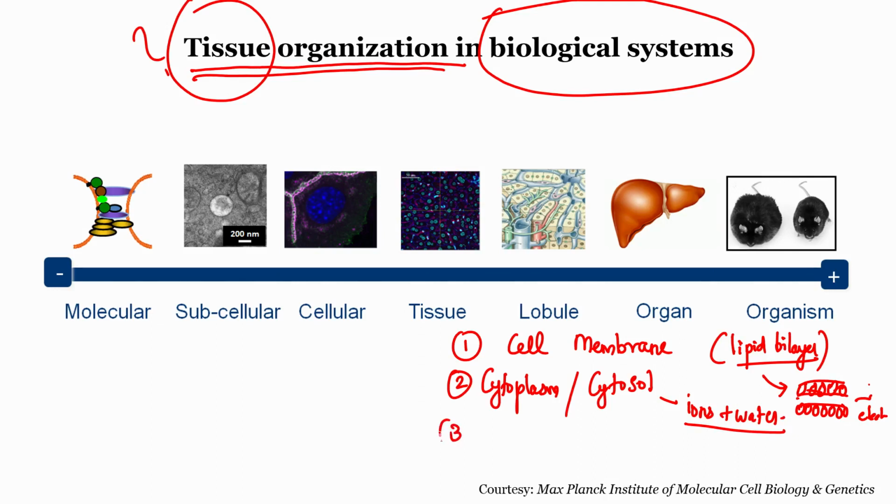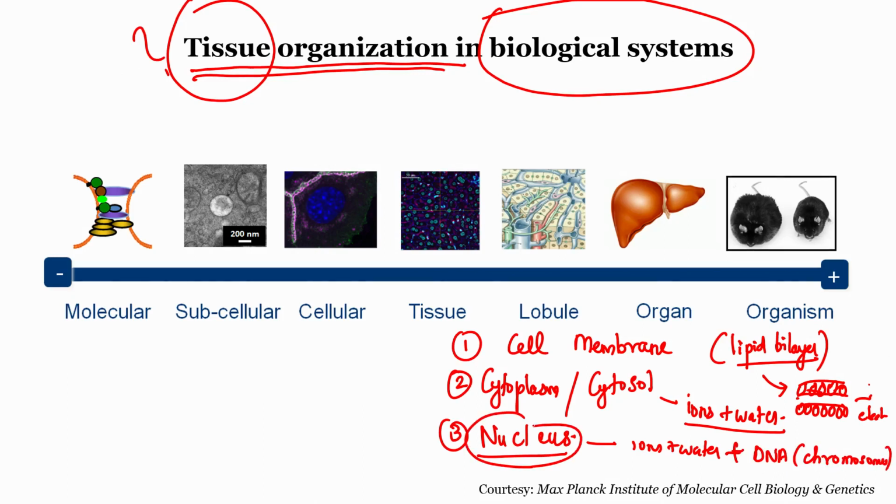Then we have the nucleus. The nucleus, as I told, consists again of ions and water, but it also contains the genetic material or the DNA in the form of chromosomes. Now the nucleus is interesting because nucleus is again like a cell. Nucleus by itself also has a nuclear membrane, and the portion inside the nucleus is again called nucleoplasm. Like cytoplasm, it is called nucleoplasm.